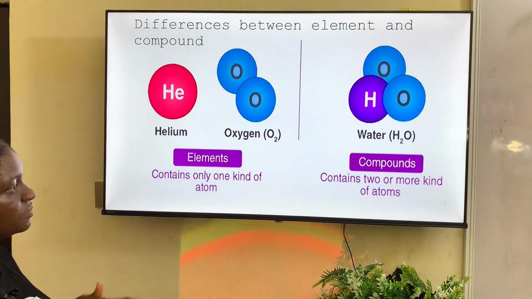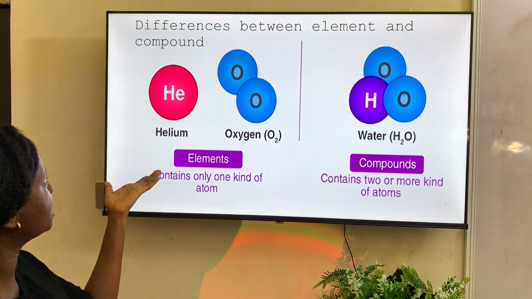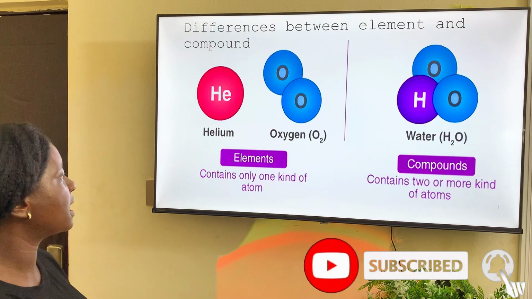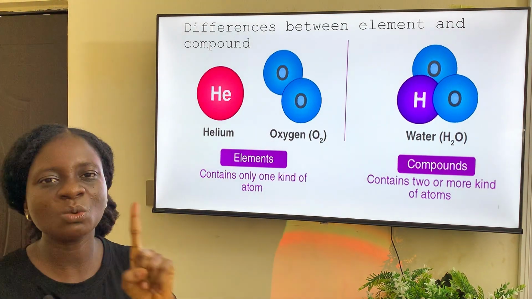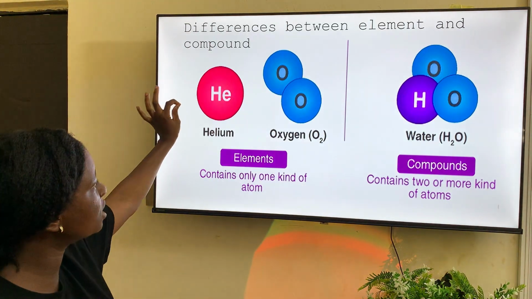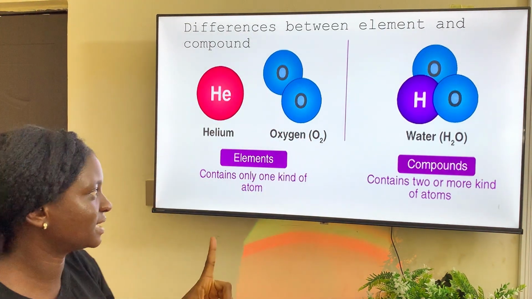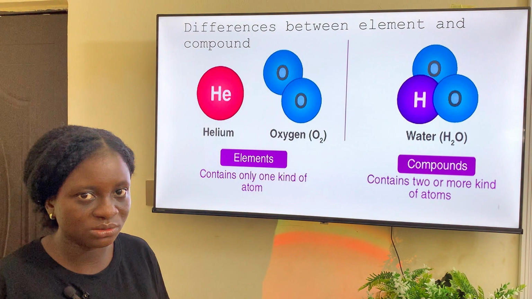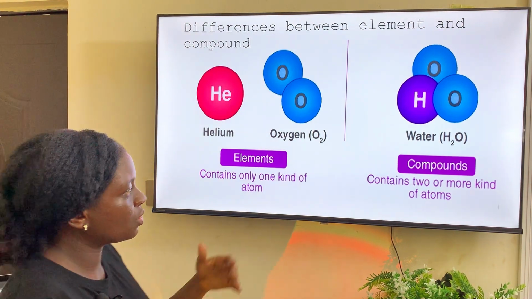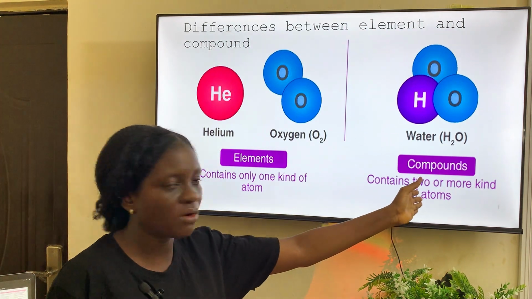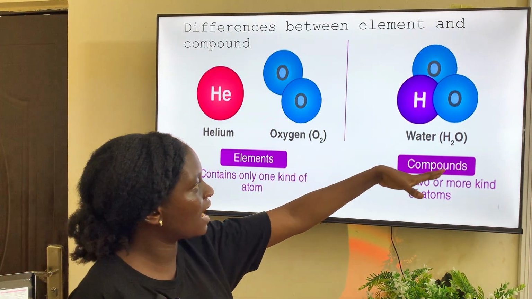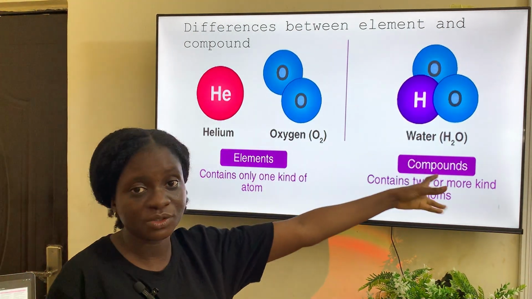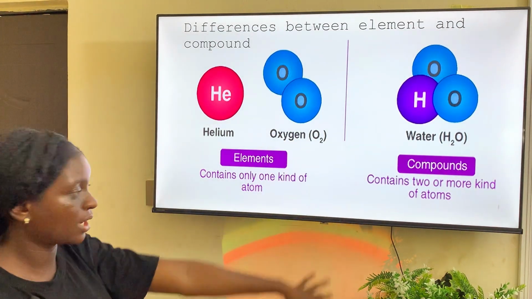So this is what I was explaining. This is an element, helium and oxygen. Those are elements. They contain only one kind of atom. You see, the helium, then oxygen, just one kind of atom. Then when it comes to compound, it doesn't stop at one. That's two or more. So a compound contains two or more kinds of atom. You see, you have your hydrogen and oxygen giving us water. That's an example of a compound.